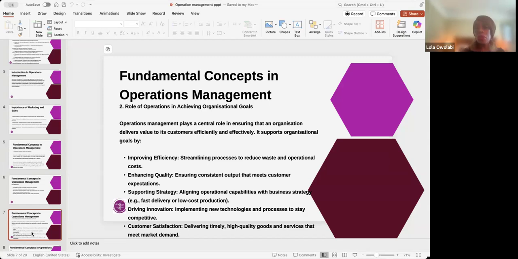So another important fundamental concept in operations management is supporting your strategy, aligning your operational capabilities with your business strategy. As an example, fast delivery, low cost production. I mean, if your production cost is too high, what are you doing in business? How are you going to make profit? So it's important.